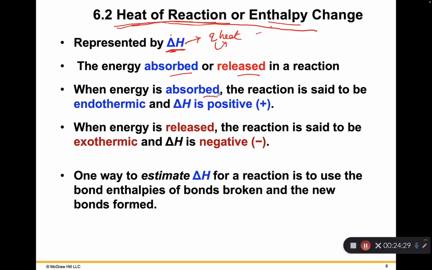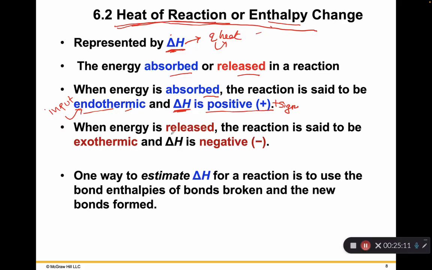Whenever the energy is absorbed, we call that process endothermic. Endo means in, input. You need to put in the energy, so energy is absorbed to do that reaction. Whenever it is an endothermic process, the value of delta H will have a positive sign. So delta H is a positive quantity if we have an endothermic reaction. We will be clear with the example in our next slide.